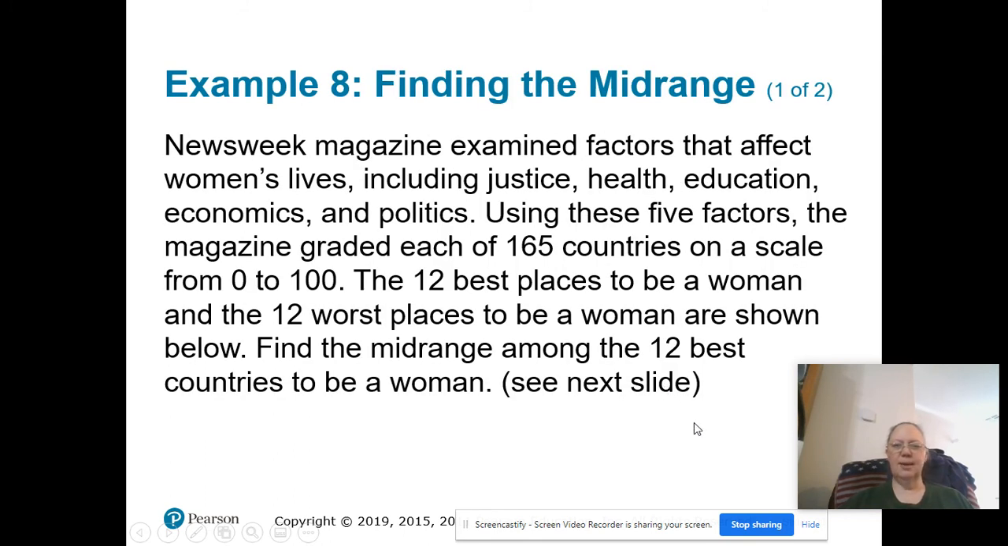Newsweek examined factors that affect women's lives, including justice, health, education, economics, politics. They graded each of the 165 countries on a scale from 0 to 100. The 12 best places to be a woman and the 12 worst places to be a woman are shown below. Find the mid-range among the 12 best countries. So we take the highest, we add the lowest, and we divide by 2.